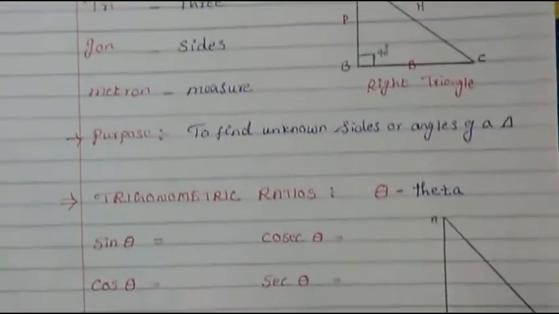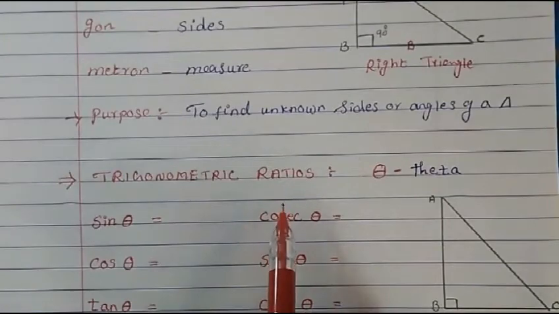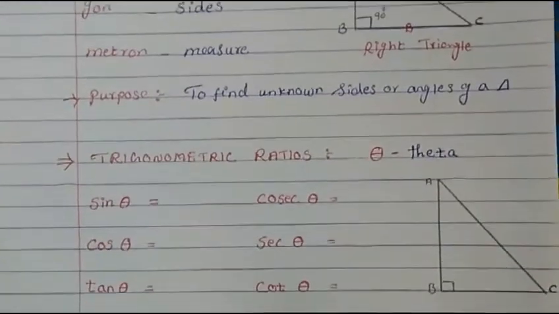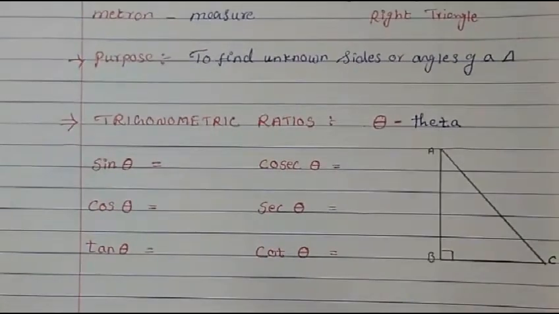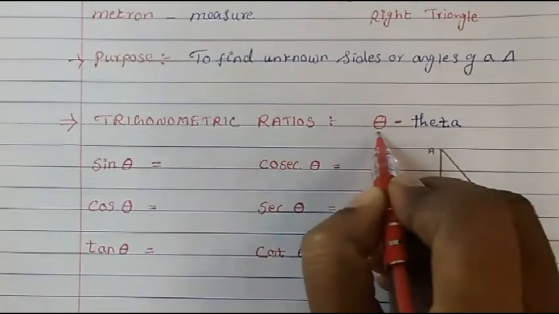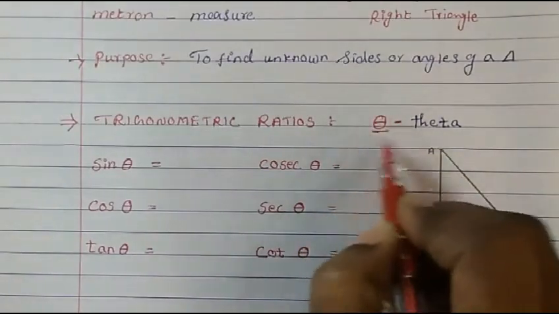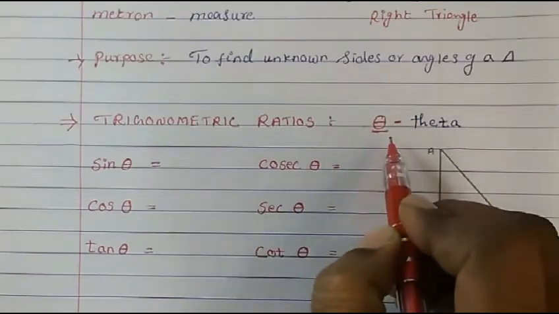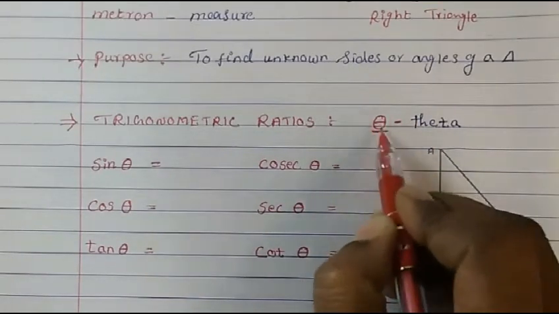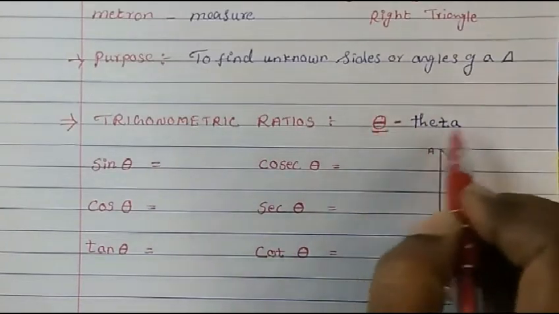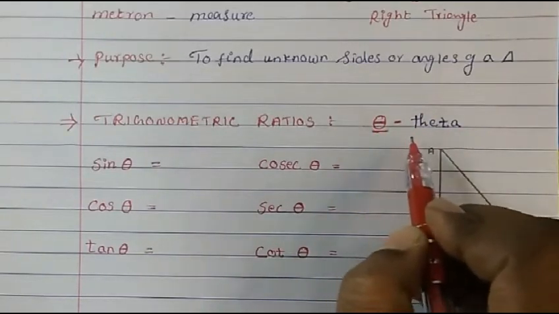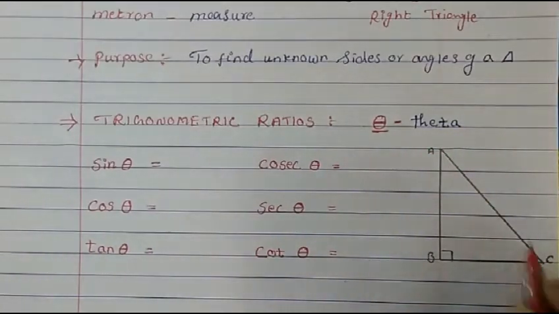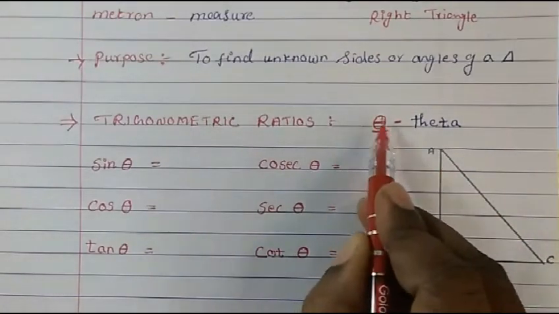Now we will study the trigonometric ratios. This is a very important concept which you have to learn very well. First of all, this Greek symbol we call theta. This is nothing but the value of an angle. Theta means angle. Theta can be any acute angle. It can be here or here, anywhere. This is an acute angle, theta.